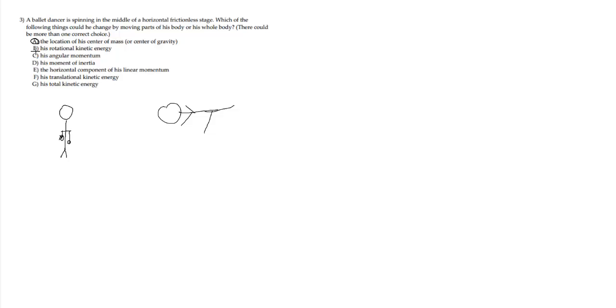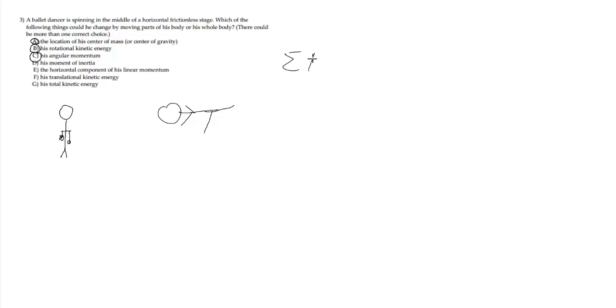So my rotational kinetic energy is obviously changeable. His angular momentum, by simply moving parts of his body, he is able to sort of swing himself around. So he's actually able to do some sort of angular impulse on himself, just by moving parts of his body. So his angular momentum is possible to change. His moment of inertia is obviously changeable. Going from here to here is already changing moment of inertia.